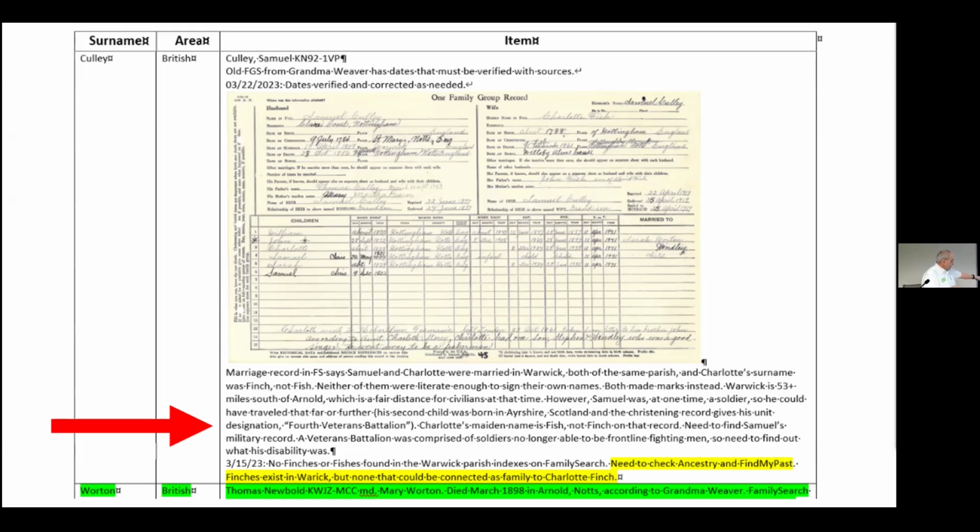Then here is where I put the stuff about the 4th Veterans Battalion. So I've got this stuff here. I don't have to remember it. This has saved me more time.